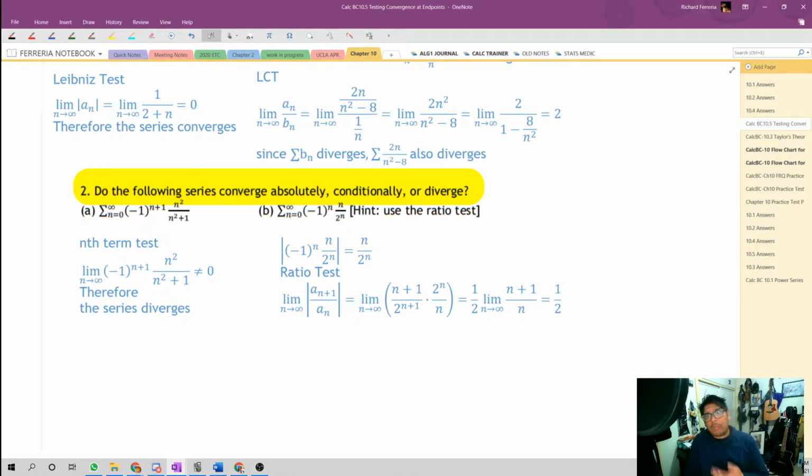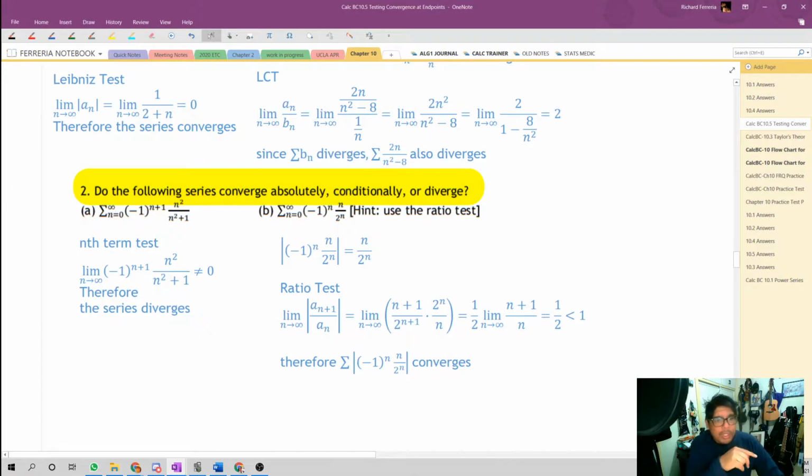Now remember what the ratio test says. If the limit is less than 1, then the series is going to converge. We use the ratio test on the absolute value of the series. So the absolute value of the series converges. So if the absolute value of the series converges, then the series is said to converge absolutely.